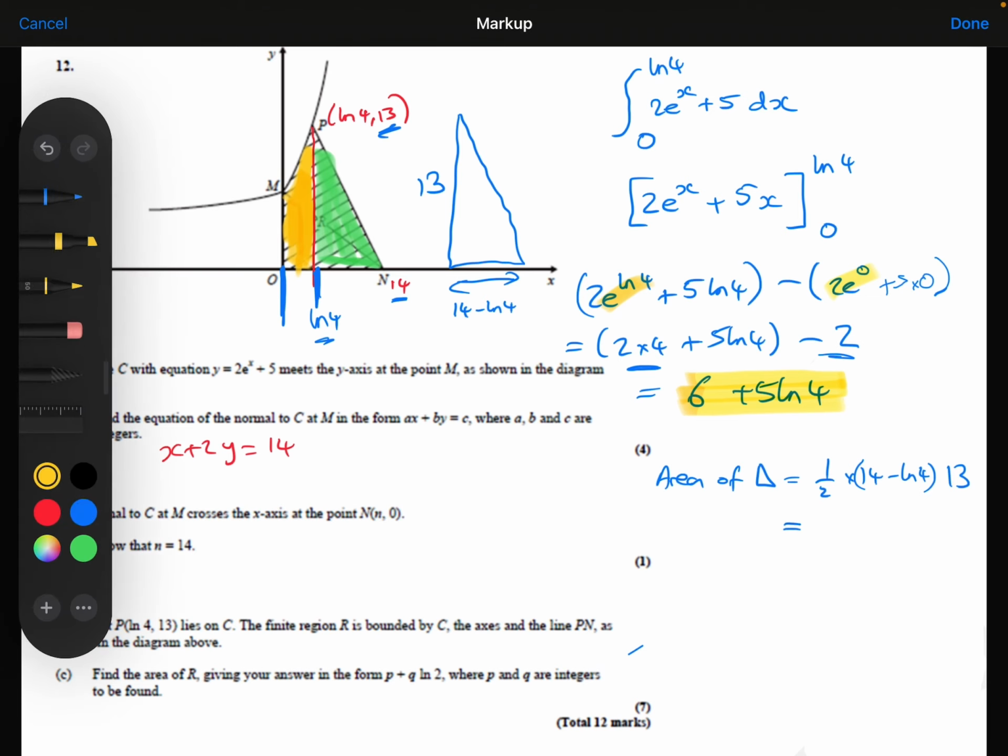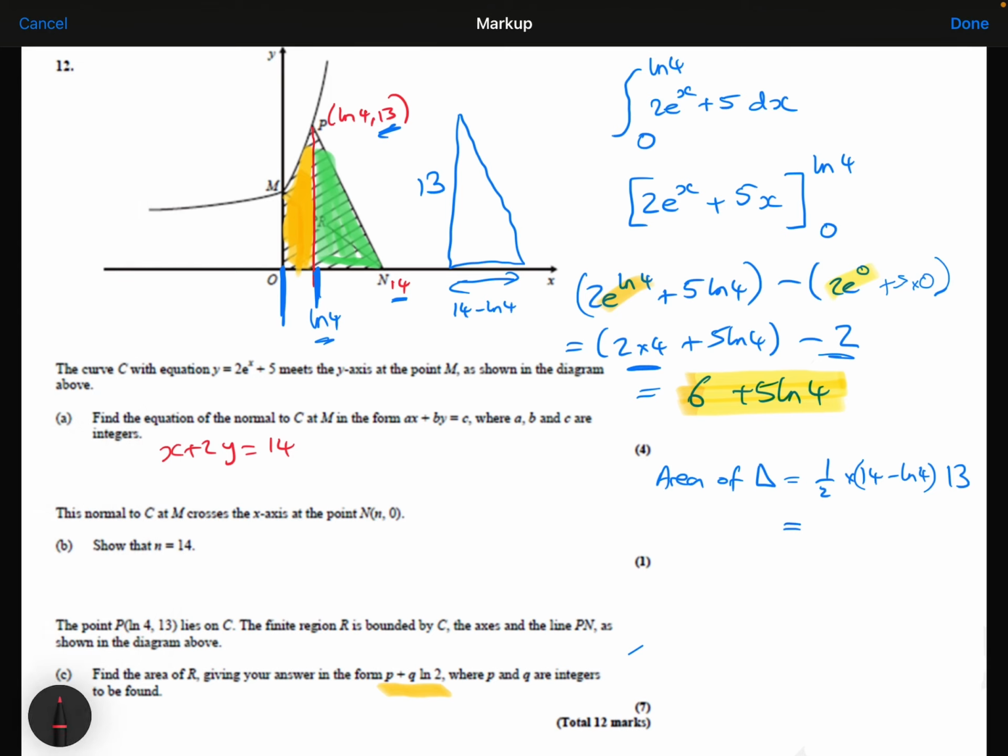If you look back to the question, I was told to give my answer in the form p plus q ln 2. So I should be having an ln 2, not an ln 4. Which is fine, because I know that I can rewrite ln 4 as ln 2 squared. The 4 is 2 squared, which is the same thing as 2 ln 2. So wherever I've got an ln 4, I can replace this with a 2 ln 2.